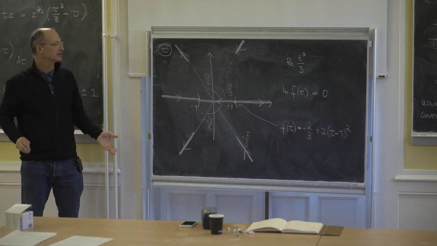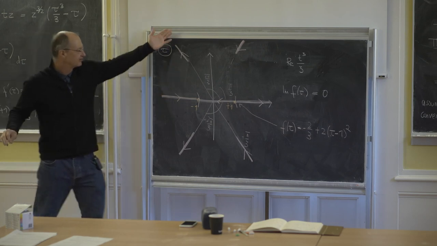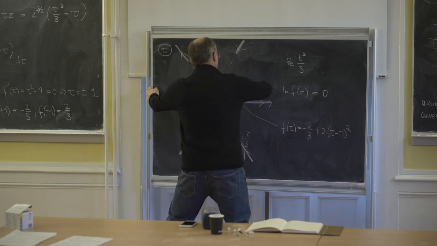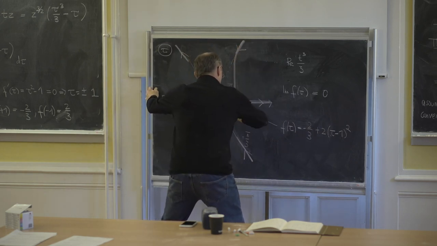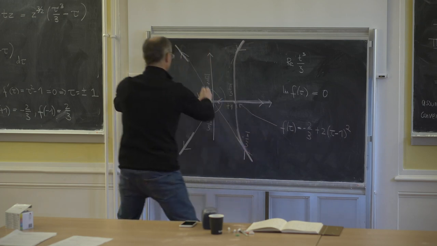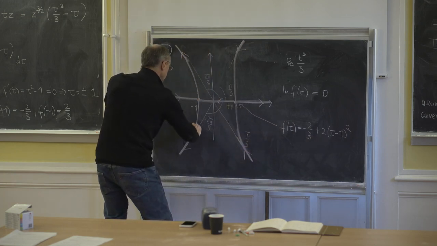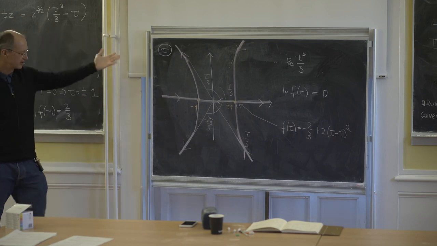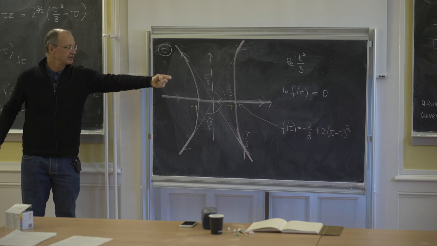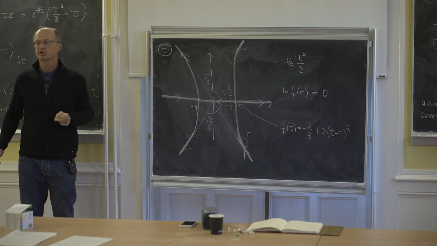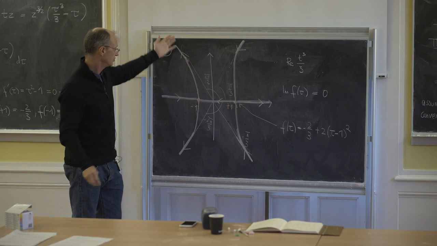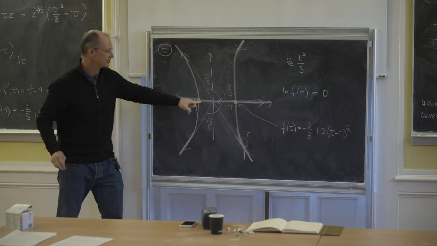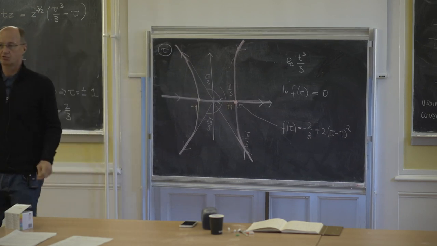Now, we're not going to prove it, but let's put together the picture. It actually looks something like this. So those lines connect, and those lines connect. And that's the set. That's roughly how the set where the imaginary part of f of tau is zero looks. So there are those lines and they intersect at the critical points.